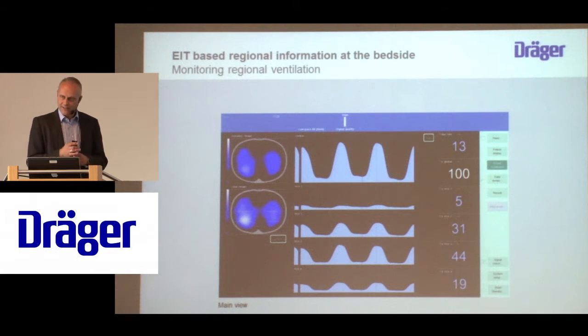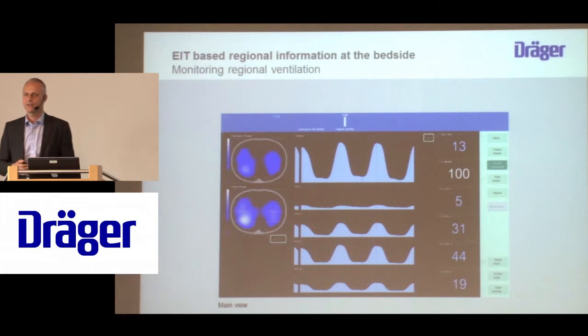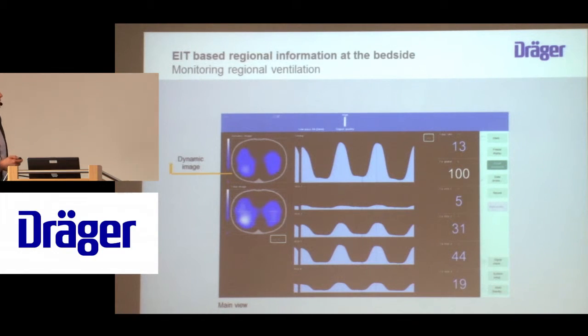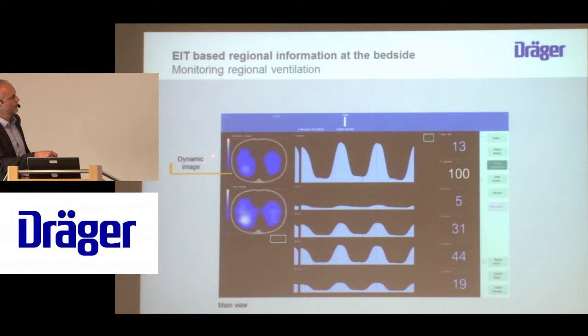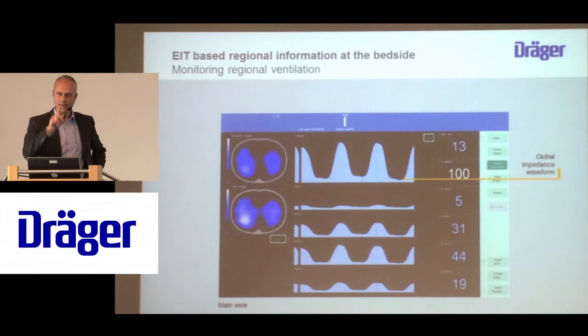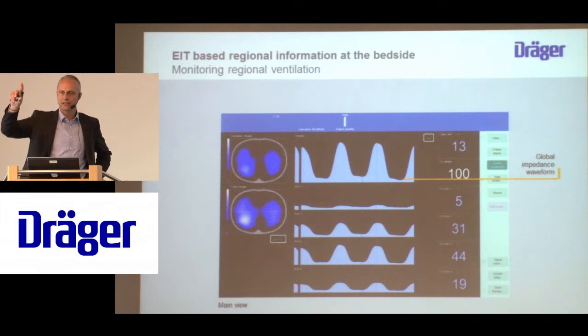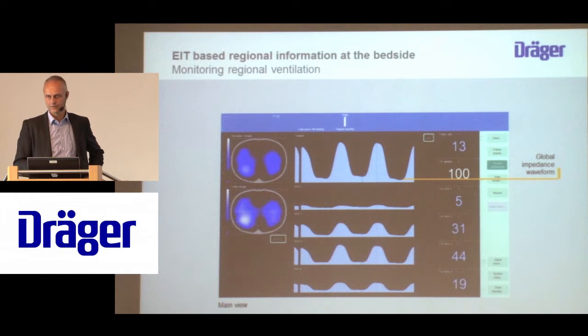The way we are presenting this on our device, on the Pulmovista, first of all, we are displaying continuously, no matter how high the tidal volume is. We don't require any kind of recalibration for that. We are continuously, like a monitor, displaying the changes of lung volume due to ventilation in this dynamic image. And if we plot all those impedance changes over time, then we're getting the so-called global impedance waveform. The pattern of this waveform looks exactly like the volume waveform of the ventilator.